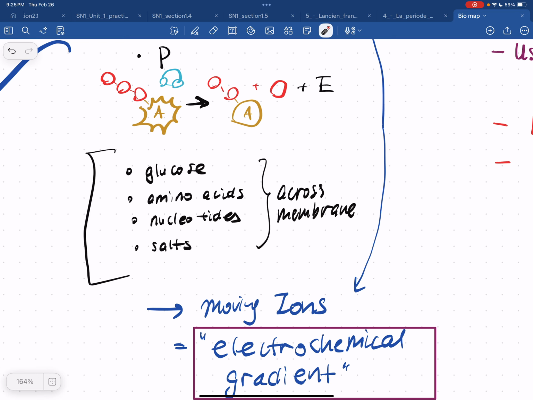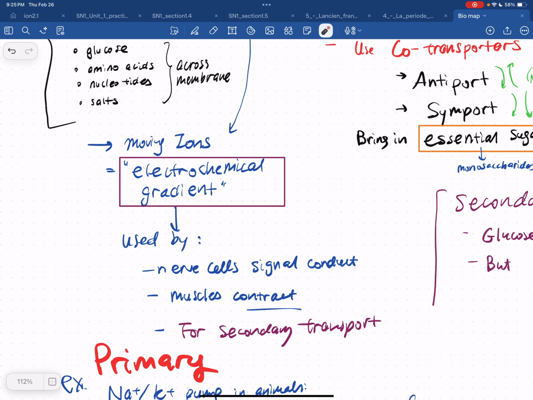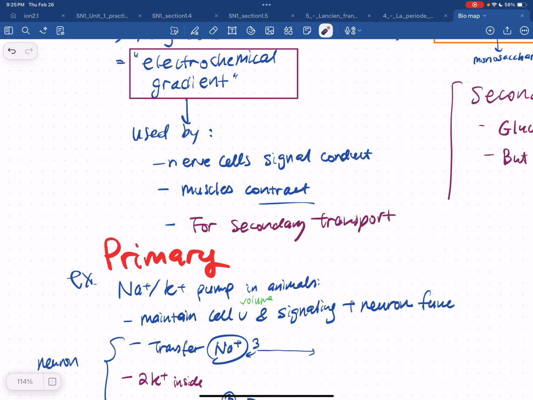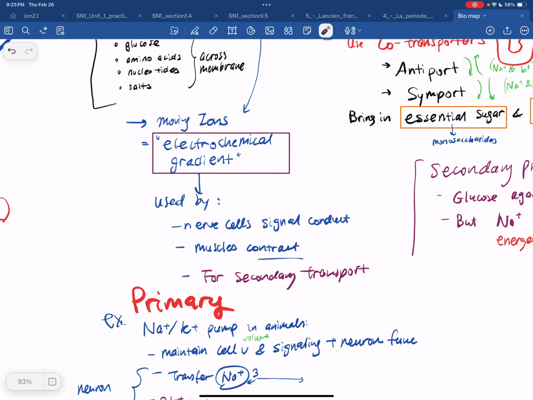Across the membrane move glucose, amino acids, nucleotides, and salt. And this moving of ions is what makes the electrical gradient. The electrical gradient is basically the concentration that gushes into a lower concentration, used by nerve cells to conduct and muscles to contract, and used for secondary transport. So the electrical gradient just means very high concentrations of ions.